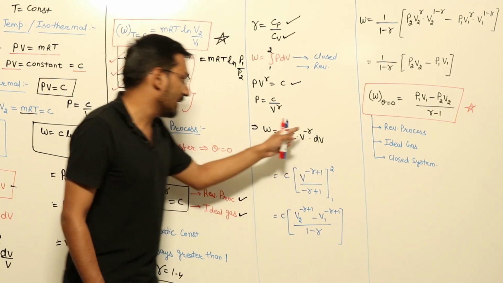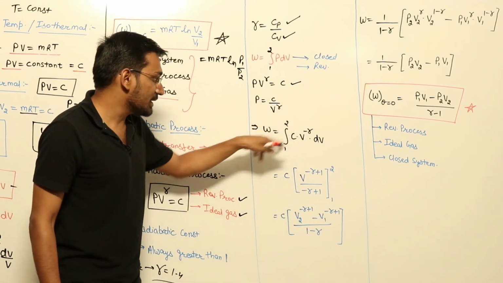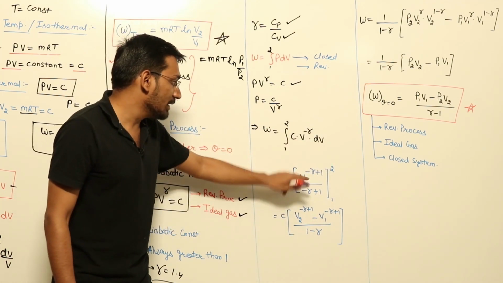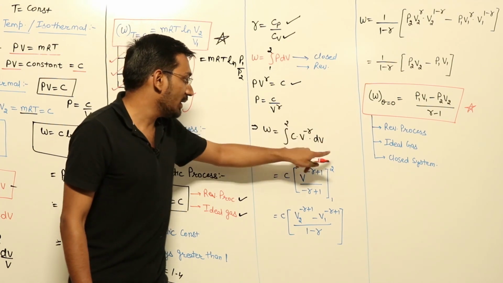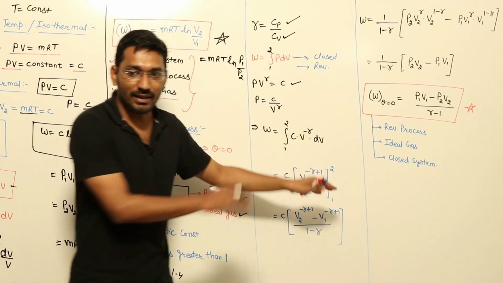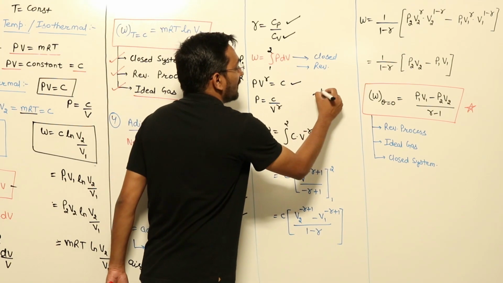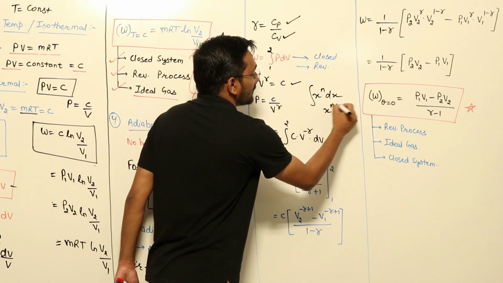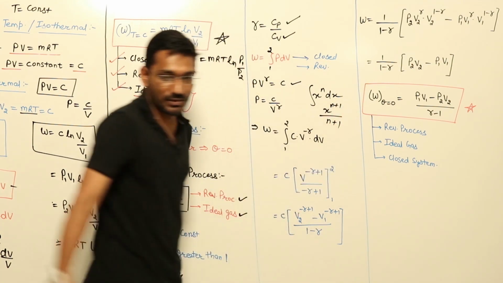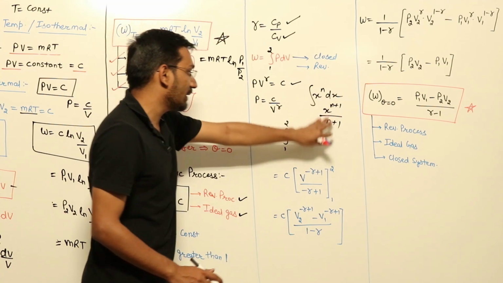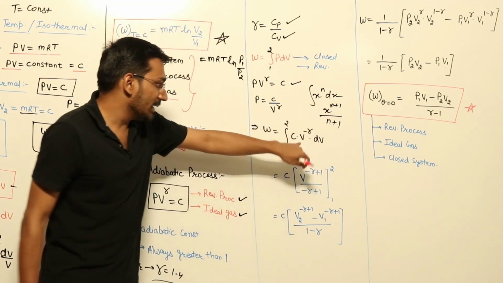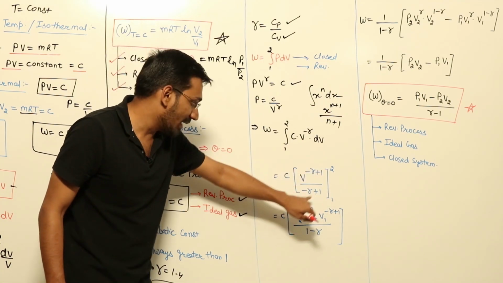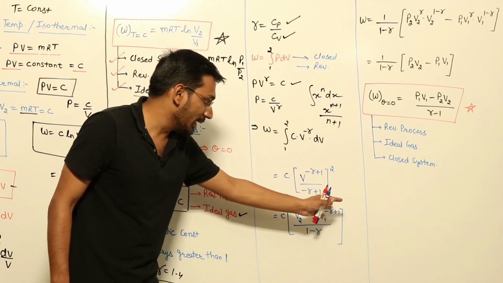C is a constant, we can take it out from the integration part. Integration of V raised to power minus gamma into dV is, we know that this is equal to V into this power minus gamma plus 1 divided by minus gamma plus 1. This is the basic integration of x raised to power n, we know that this is equal to x raised to power n plus 1 divided by n plus 1. We all know that integration part, right? So the integration of V raised to power minus gamma is V raised to power minus gamma plus 1 divided by minus gamma plus 1 from point 1 to 2.